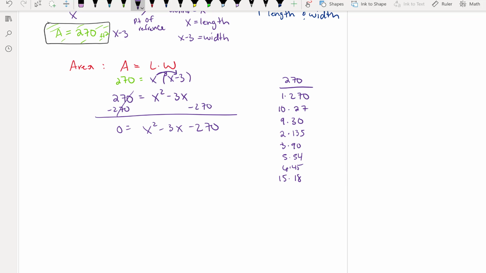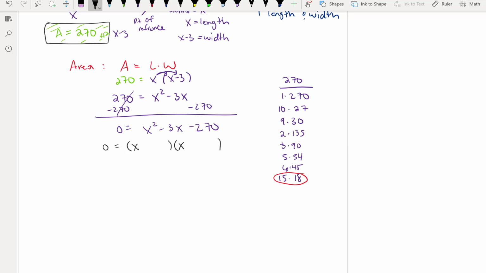Okay. So I finished writing down all of my multiples of 270. I should have gone in order, but that's okay that I didn't. So those are all of my multiples. So if I multiply those two numbers together, it gives me 270. So I want the middle term to be 3. So it looks like 15 and 18 will give me a 3. So I know how I'm going to rewrite this.